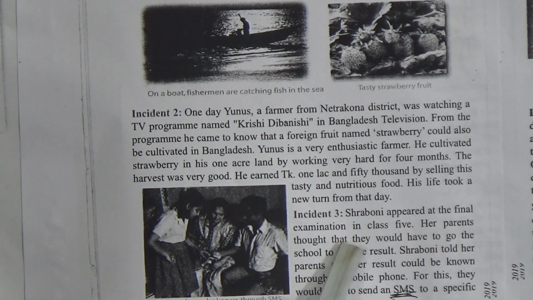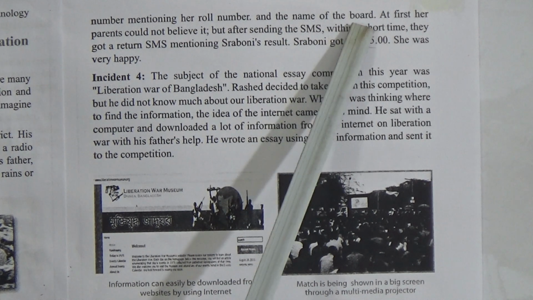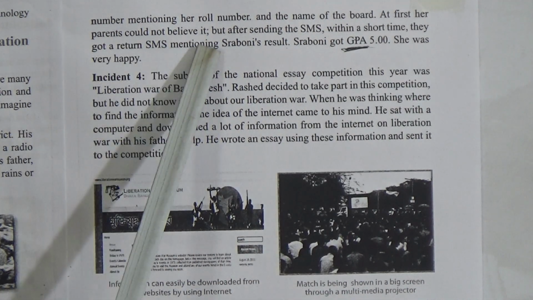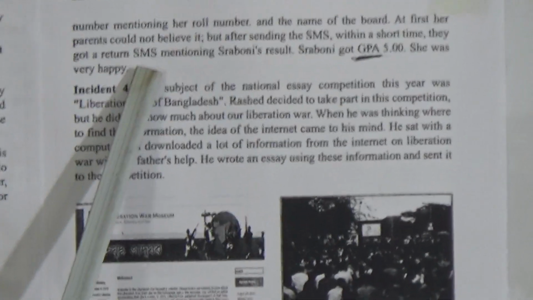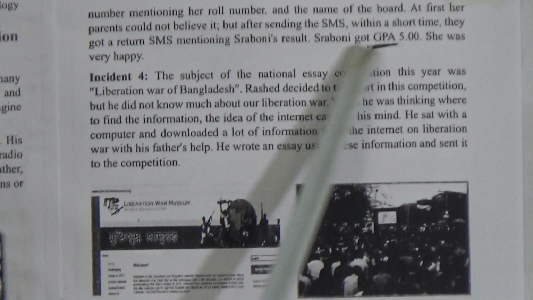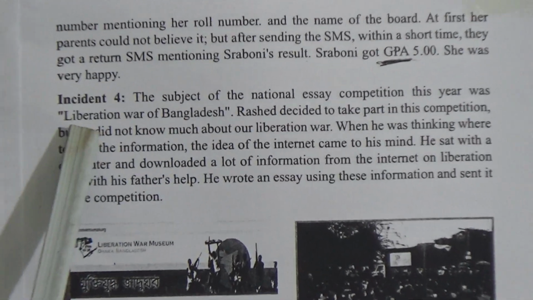And incident number 3. Sravani appeared at the final exam in class 5. Her parents thought that they would have to go to the school to get the result. Sravani told her parents that her result could be known through a mobile phone. For this, they would have to send an SMS to a specific number mentioning her roll number and the name of the board. At first, her parents could not believe it. But after sending the SMS, within a short time, they got a return SMS mentioning Sravani's result. Sravani got a GPA of 5. She was very happy.